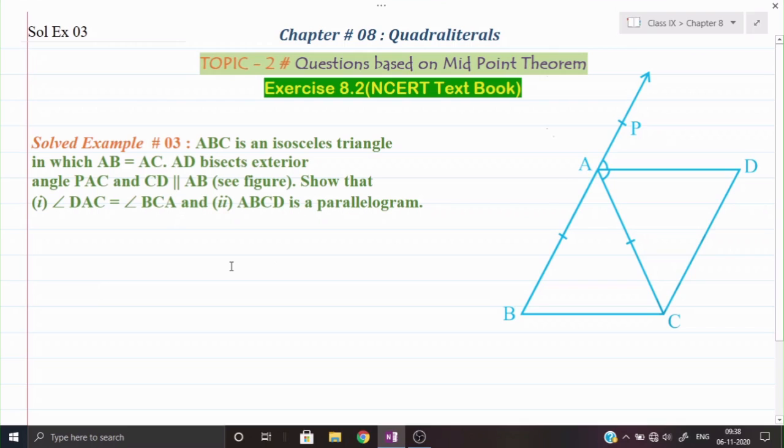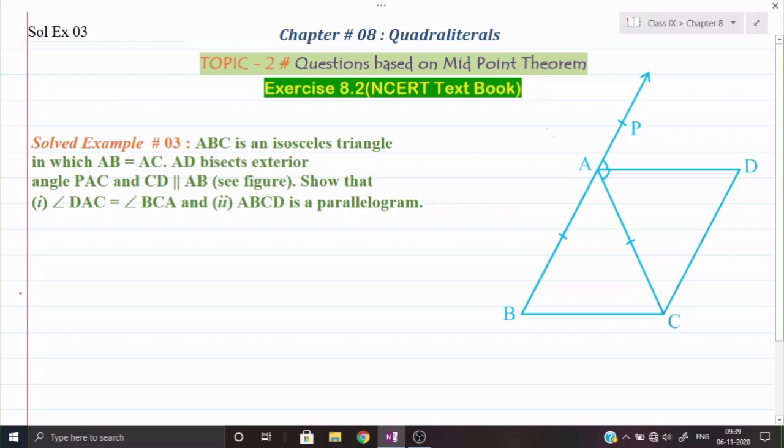So in total three things are given. One, side AB and side AC are equal. Second, the angle PAC is bisected by AD. Third, CD is parallel to AB. Then we have to show that angle DAC and angle BCA are equal. DAC is this angle, and BCA is this angle. And one more thing we have to show: ABCD is a parallelogram.